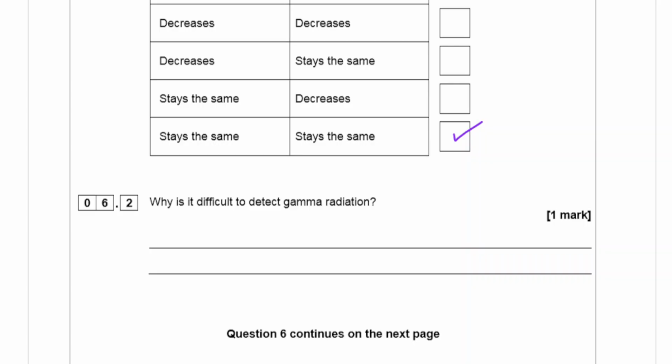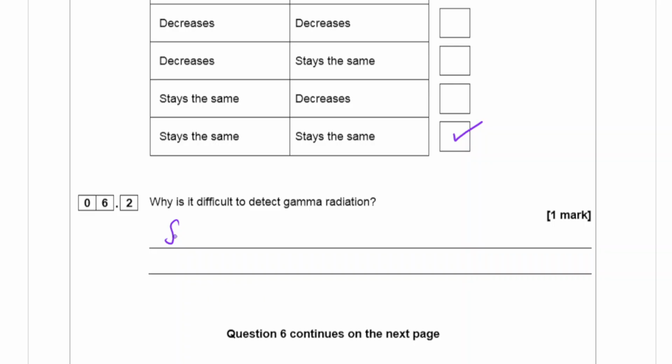Why is it difficult to detect gamma radiation? Now, the reason it is difficult to detect gamma radiation is because it's only weakly ionizing, and even if it's presented in front of a detector, it's so fast it actually is very hard for the detector to detect it. So that's actually two reasons.